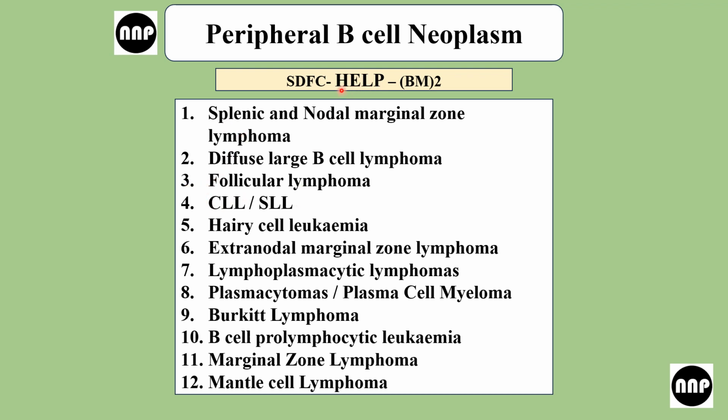Now HELP. H is for hairy cell leukemia. X is extranodal marginal zone lymphoma. L is lymphoplasmacytic lymphoma, and P is plasmacytoma or plasma cell myeloma. So it becomes easy when you know the initials. Now BM squared, double B and double M. One B is Burkitt lymphoma, one is B cell prolymphocytic leukemia, and M is marginal zone lymphoma and mantle cell lymphoma. You just try to read it once and then write these initials and try to recall it. It will be easy to remember.